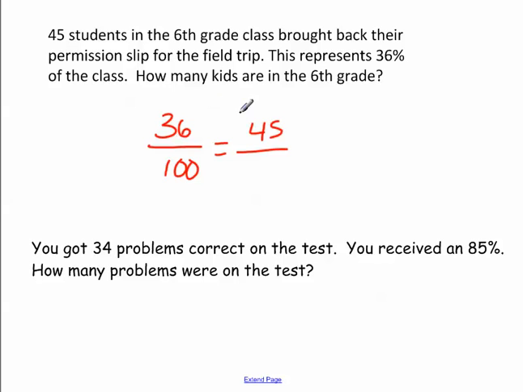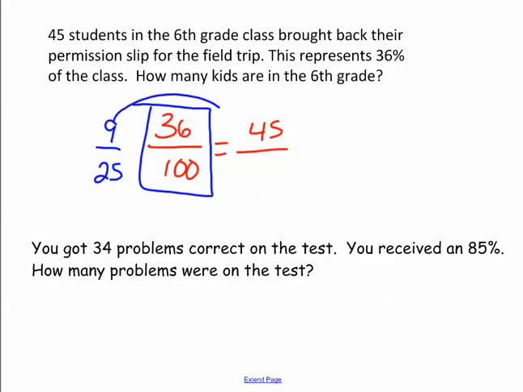All right, I went ahead and set up the ratio for you. So in this case, I cannot do this, so I needed to simplify. If I simplify, I divide this by 4, and I get 9 over 25. And now from 9 to 45, I multiply by 5, multiply by 5, and I get 125. So I'm going to go back to the question, how many kids are in 6th grade? 125 kids.